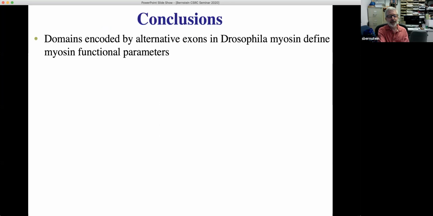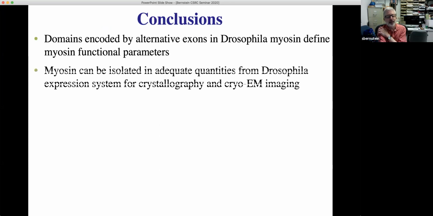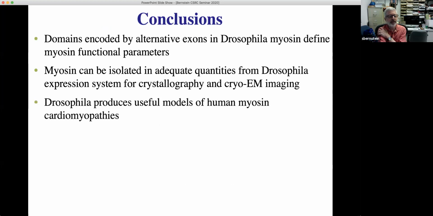Okay. So to conclude, domains encoded by alternative exons in Drosophila myosin define myosin functional parameters. We can isolate myosin in adequate quantities from Drosophila, from our expression system, for crystallography and now for cryo-EM imaging. We argue that Drosophila produces useful models for human myosin cardiomyopathies.